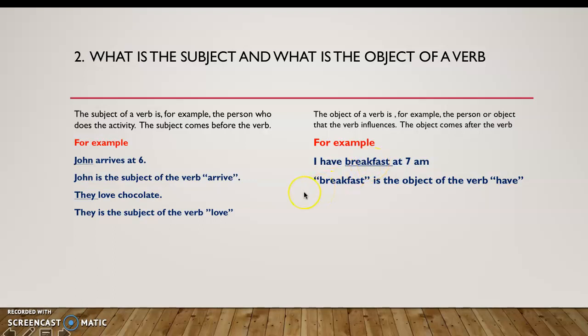Let's have a look at another example. Are you going to buy a new car? A new car is the object of the verb buy. So the object comes after the verb, the subject comes before the verb. It's not that difficult, is it really?